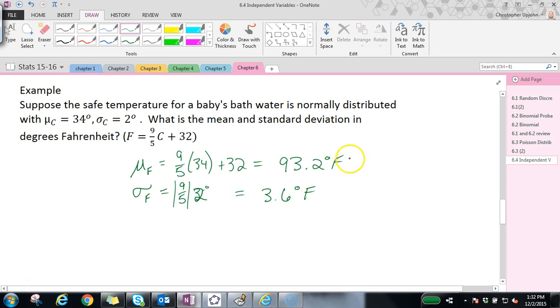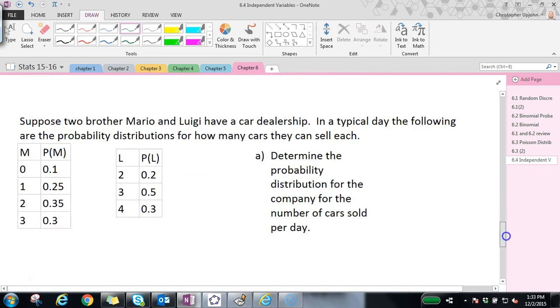So this is my new mean, and this is my new standard deviation. I didn't add the 32 there because the standard deviation would have been way too big. It did increase because we multiplied, but for standard deviation, we only multiply by the number. For mean, you multiply by the number and add the other number. So that's like our first example.